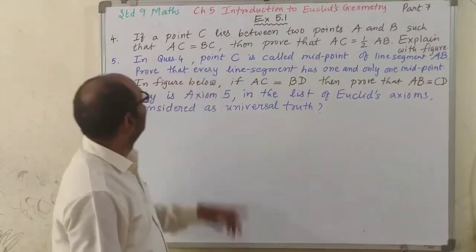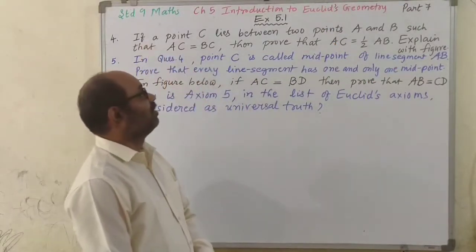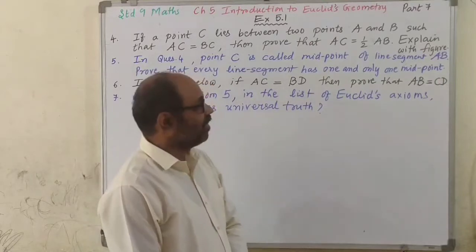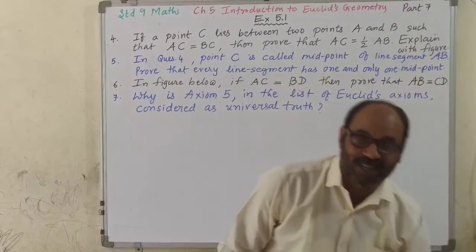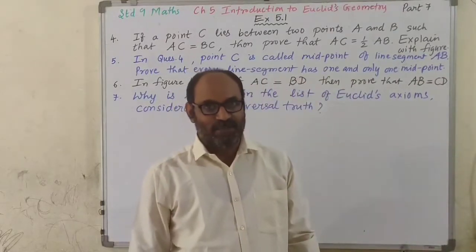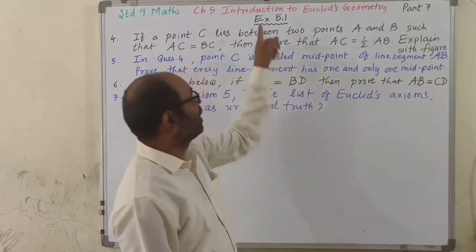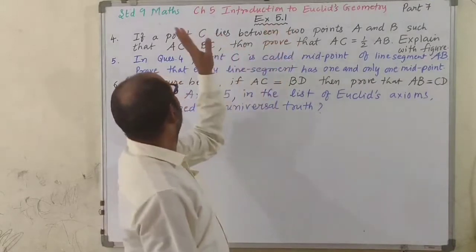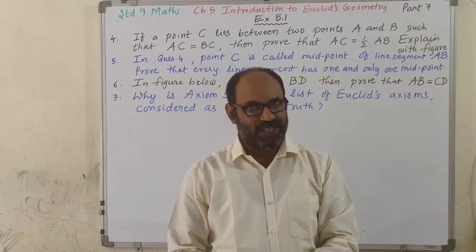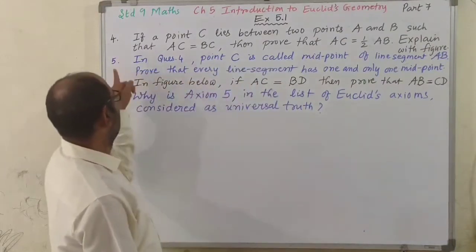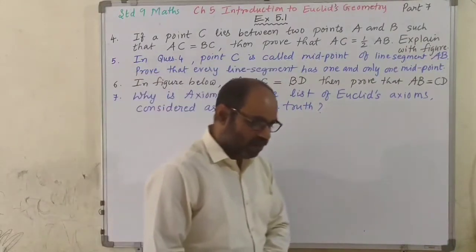Welcome back, students. Standard 9th Maths, Chapter 5, Introduction to Euclid's Geometry, and we are into the 7th session now. In the previous session, we solved exercise 5.1, first 3 sums. Now we proceed further and solve 4th, 5th, 6th, and 7th, one by one.